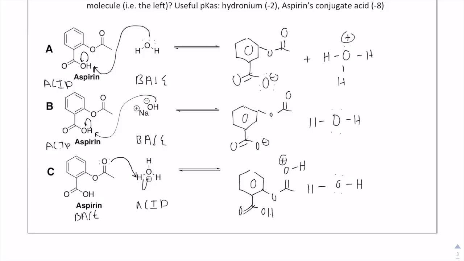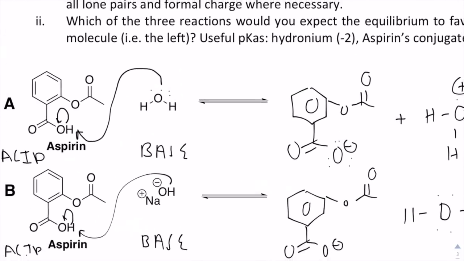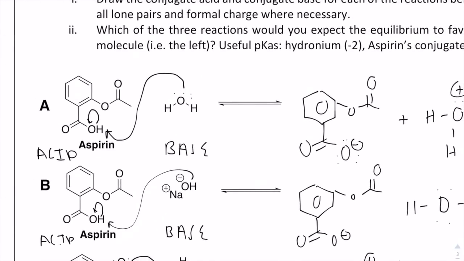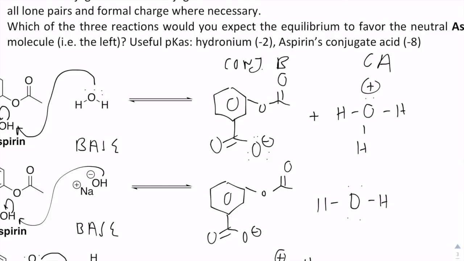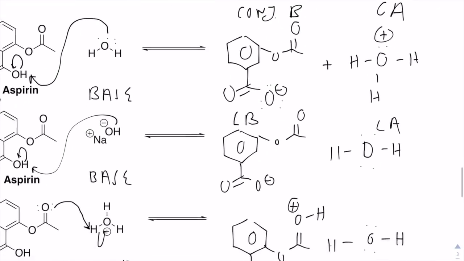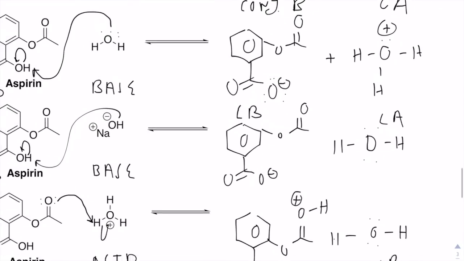So let me just label everything else, conjugate acids and conjugate base, because it's going to help us with the last part of discussing equilibrium. So if we started with the acid, which was aspirin, then that means that it's going to become the conjugate base. I'm just going to say CB and CA from now on. So this would be the conjugate base, and that would be the conjugate acid, and this would be the conjugate acid, and that would be the conjugate base.